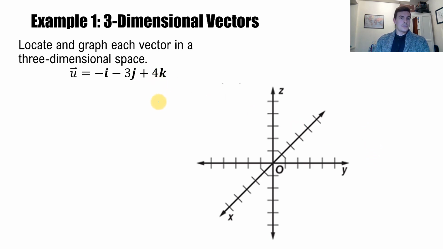All right, our three-dimensional vectors, we're going to locate and graph this single vector in three-dimensional space, and we're given our vector u as a linear combination of i, j, and k. So again, we can think of this in component form. I've got -1, since I just have negative i. Instead of minus 3j, I can think of that as -3. And then for our last component here, we have this +4.